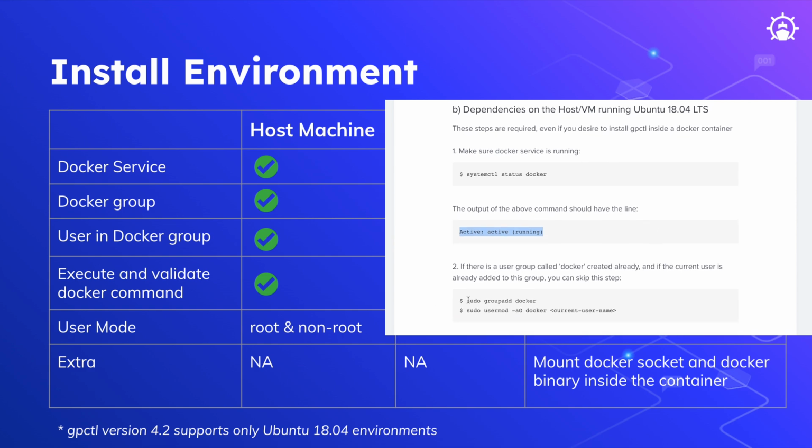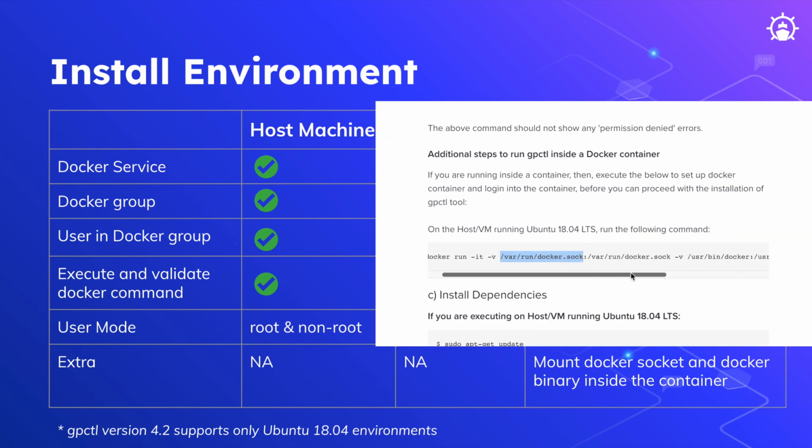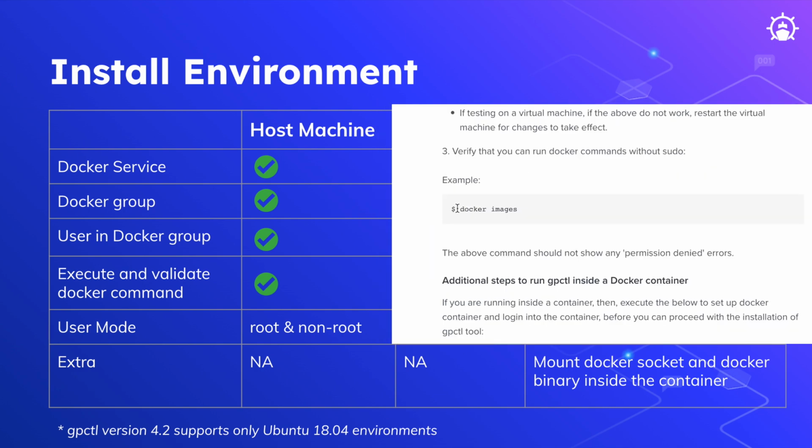Docker group must exist and the current user must be added to the Docker group. In case of a Docker environment, we must mount the Docker socket and the Docker binary inside the container. Once the Docker service is accessible, we need to validate if the Docker commands work seamlessly within the environment. To validate this setup, we can list the Docker images within the environment without a sudo access.